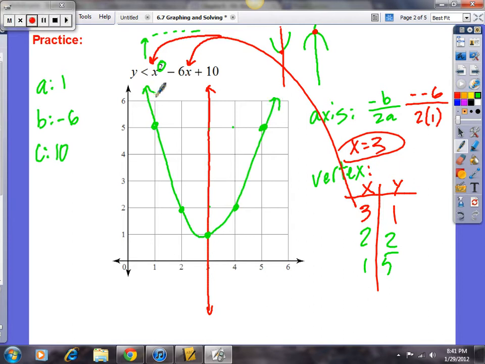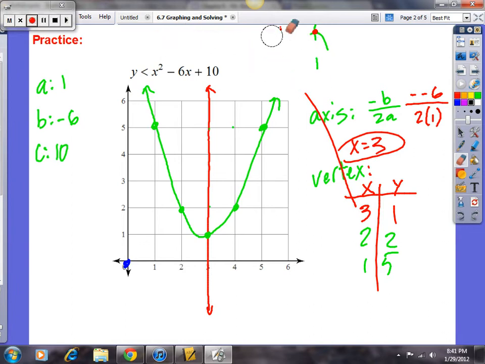Okay, now let's plot a point. Let's choose a point. Let's go for the origin right here, 0, 0. So x is 0, y is 0. So here's what I'm going to do. I am going to replace both those variables. That's a x, that's a y.